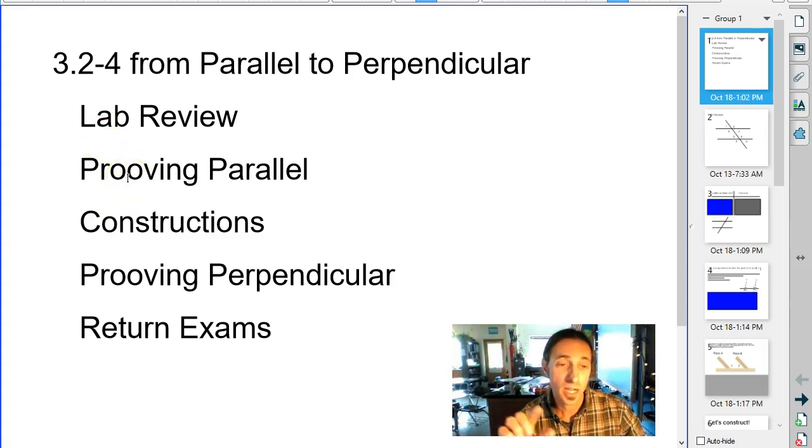Today the first part of this lecture is about proving lines parallel, then constructions, then we're going to go into proving perpendicular and returning exams. I have no idea what that's about, but it's written there, so we're just going to go forward.